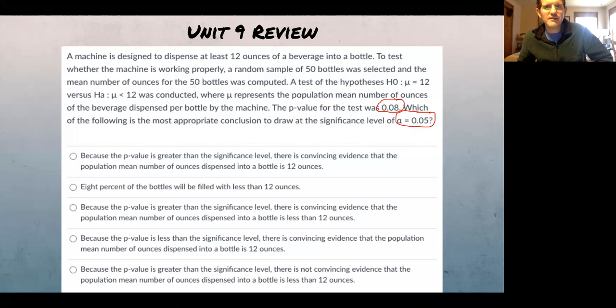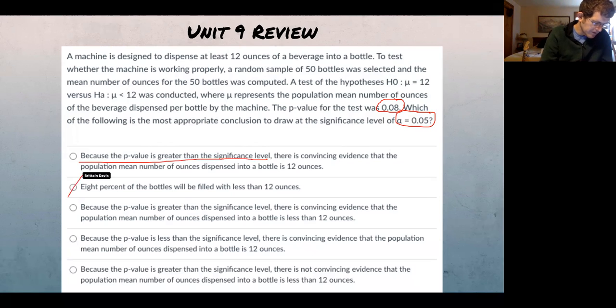There is not convincing evidence that the machine is dispensing less than 12 ounces, which is the alternative hypothesis. Now, we didn't really talk about the context, but it'll make sense in the end. Because the p-value is greater than the significance level, that's good. I like this as a start. That might not be my answer, but I'm going to cross out everything that doesn't start that way. The p-value is not less than the significance level. So I only have two choices.